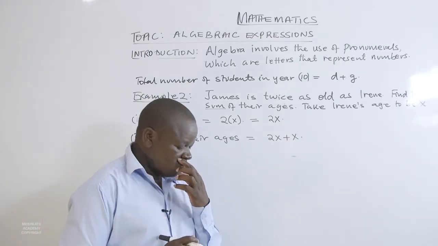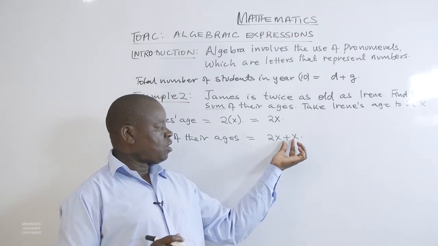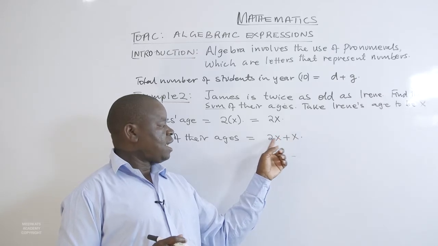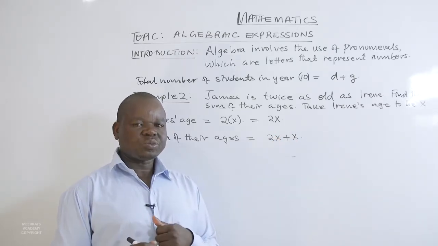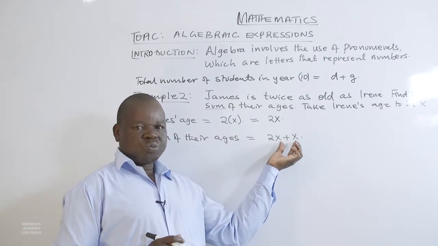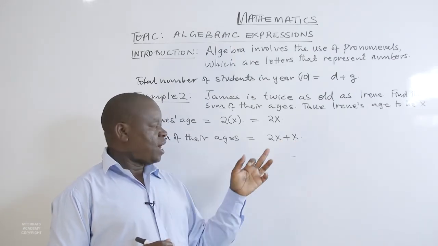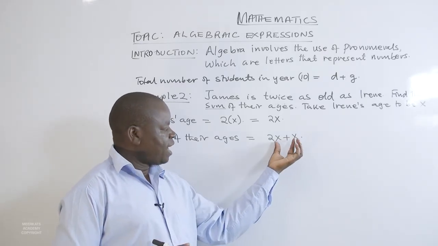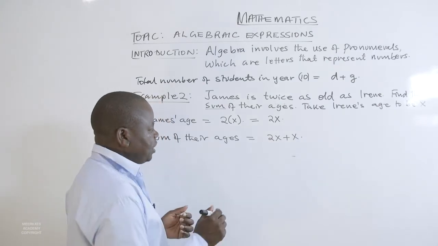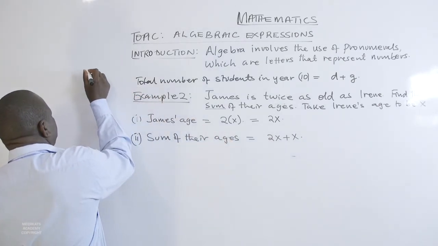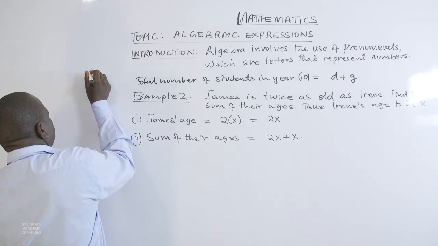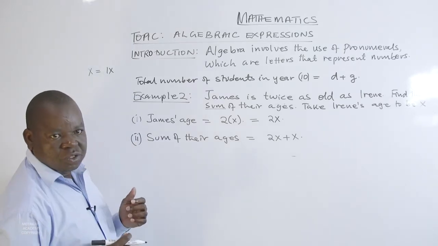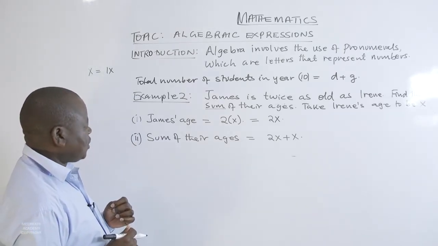But you can now see that we are using the same unknown, which is our pronumeral. There is x here and there is x there. When we are using the same pronumeral and we are adding or subtracting, then we add the two. Here we assume that for x, we can rewrite this one as 1x.